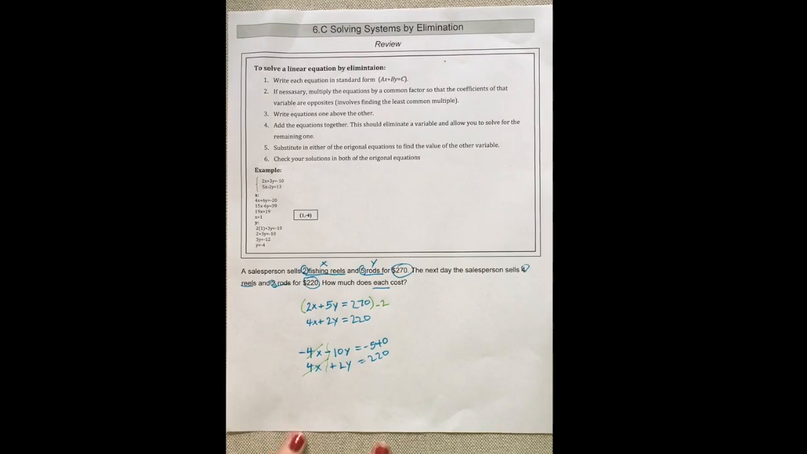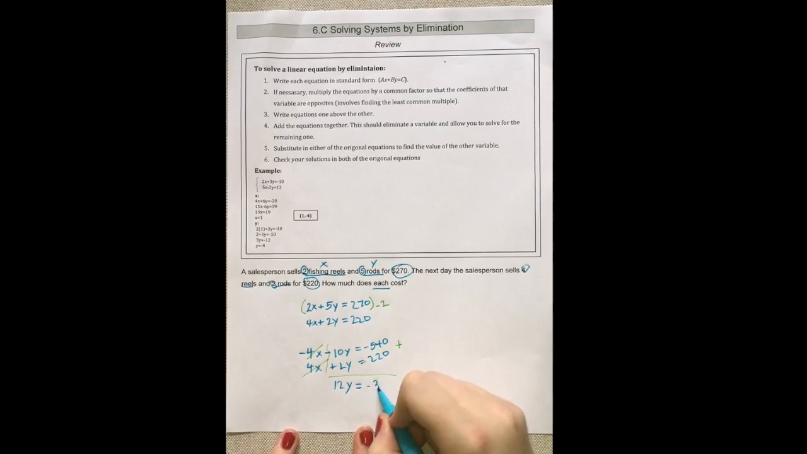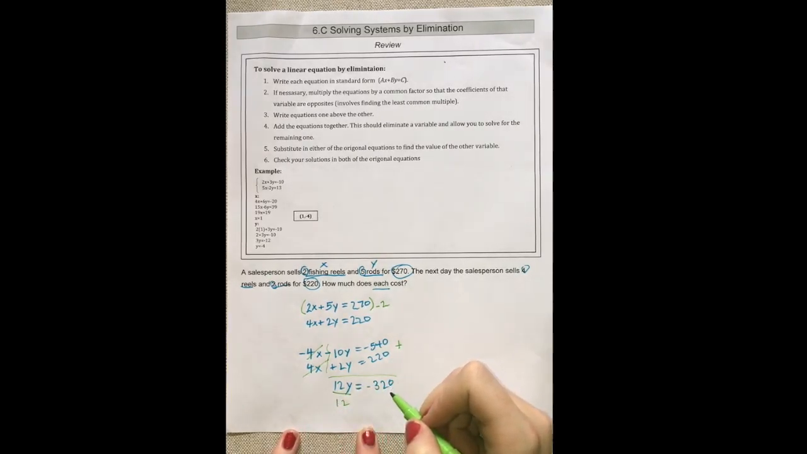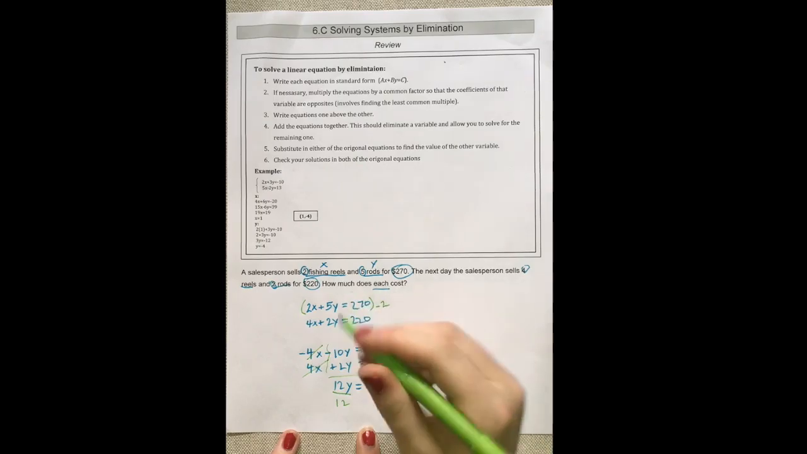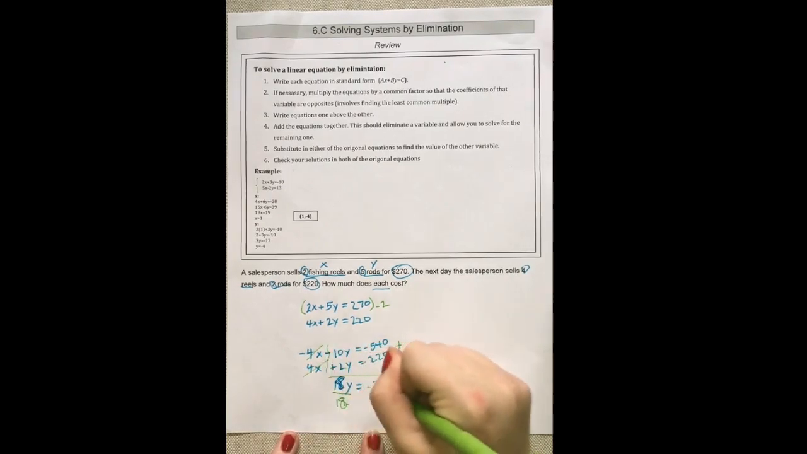So from here, we add. -10 plus 2 is -8y, and then -540 plus 220 gives us -320. Ignoring my earlier mistake, this is a -10, so this would be 8. So this would be -8y, and you divide by -8 on both sides.